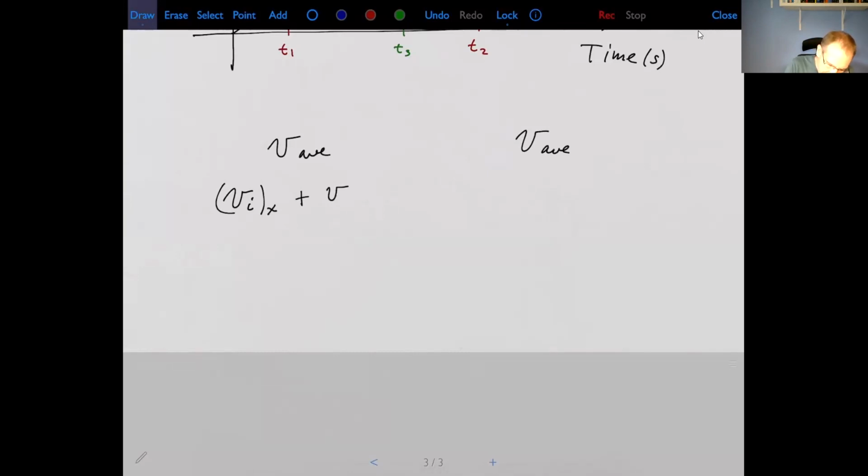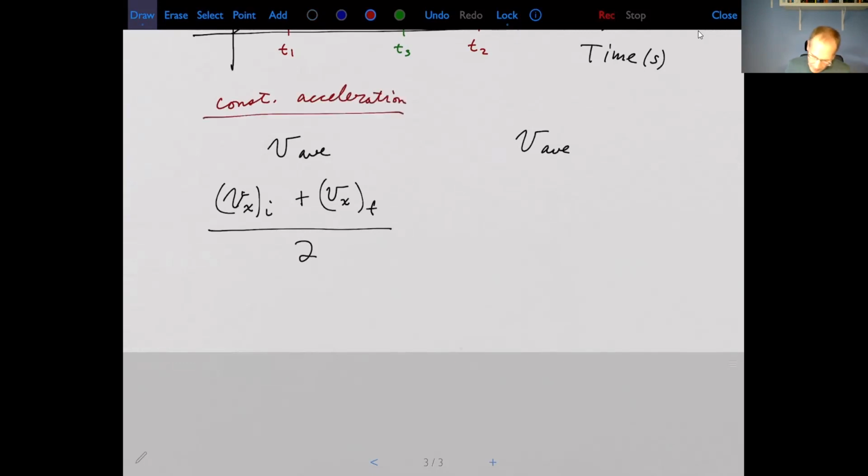I think I did. Let me make sure I use consistent notation. I think I did this all right. I said Vx initial, and then this would be Vx final. But then how do I average two things? I just divide by two, right? Add them up and divide by two. So the average velocity is simply the average of the initial and final velocities. This is true only if you have constant acceleration.